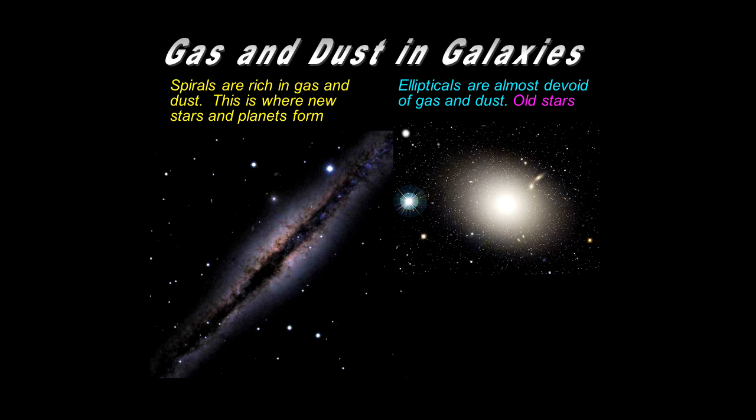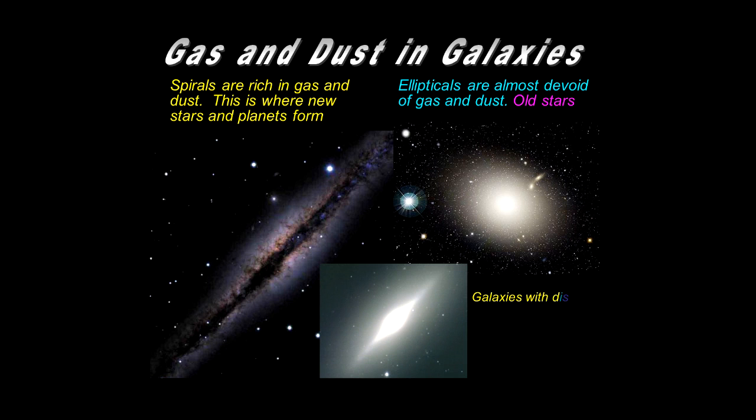Ellipticals are almost devoid of gas and dust. In this high-resolution image, you don't see any evidence of the dust in these old star galaxies, almost all old stars. And then we have the strange occasional galaxy known as a lenticular, the disk, bulge, but no spirals. They're termed S0 type galaxies, which leads us then to the galaxy classification scheme, which we will now turn to.